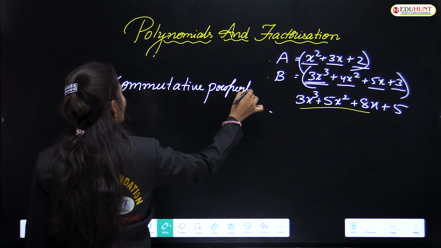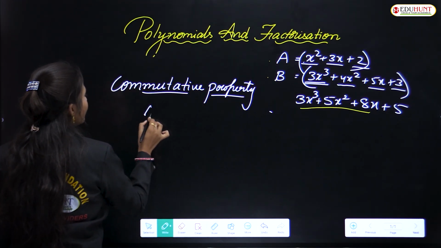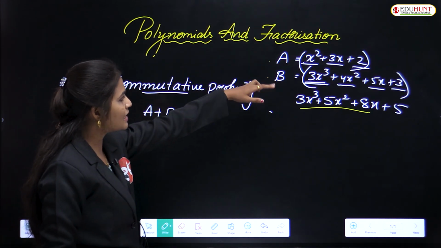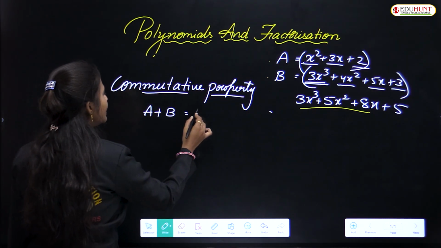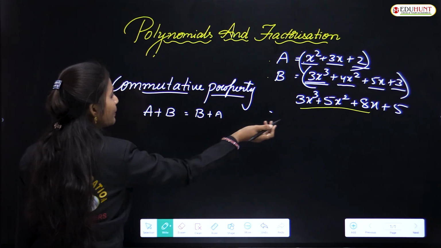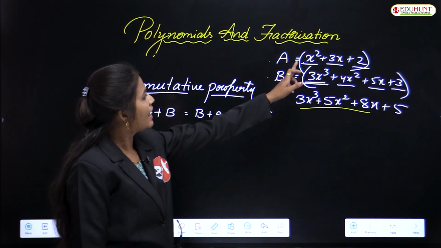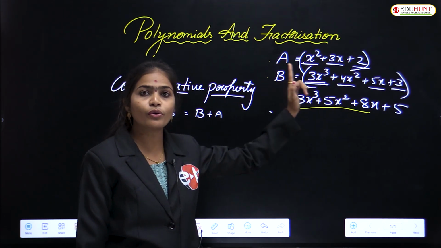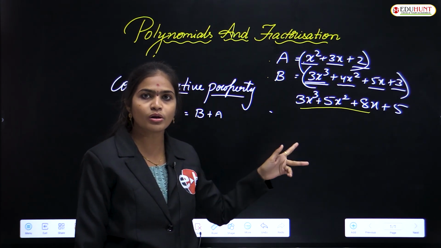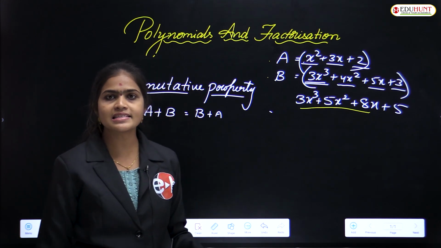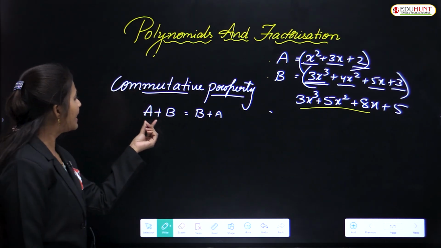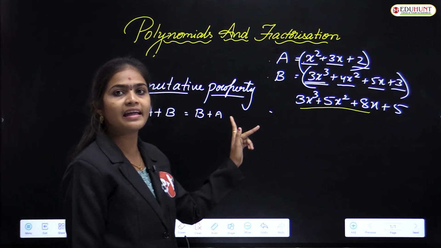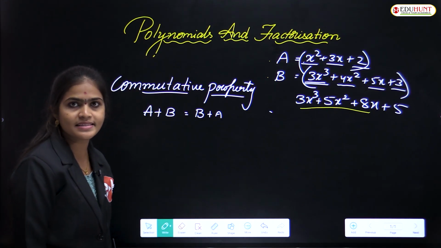So here, commutative property means if you add any two polynomials, a plus b in this order, then you will get the same result when you add b plus a also. For example, x square plus 4x square is equal to 5x square, and in the same way 4x square plus x square, in reverse order I am adding, then also you are getting the same result, no? So here a plus b is equal to b plus a. If you add any two polynomials in any order, then you will get the same result.